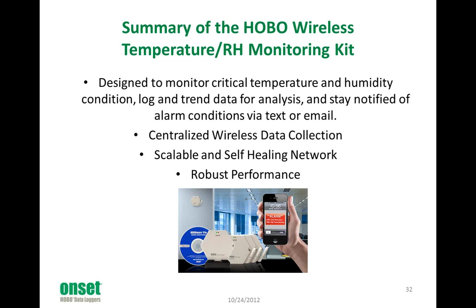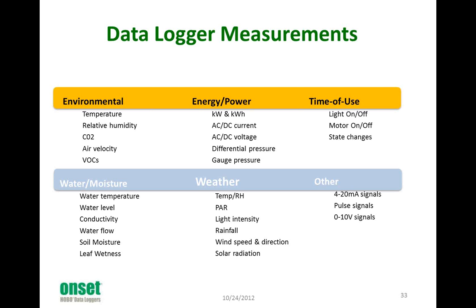We also looked at the great features that the software has to offer to help view, analyze, and get your data quickly, easily, and reliably. And although this webinar has focused mainly on our wireless temperature and relative humidity monitoring kit, just please keep in mind that Onset offers a full range of standalone, station, and wireless loggers that can record a wide range of measurements listed here. And most of these measurements can be monitored as well with additional CW nodes to add on to your network.